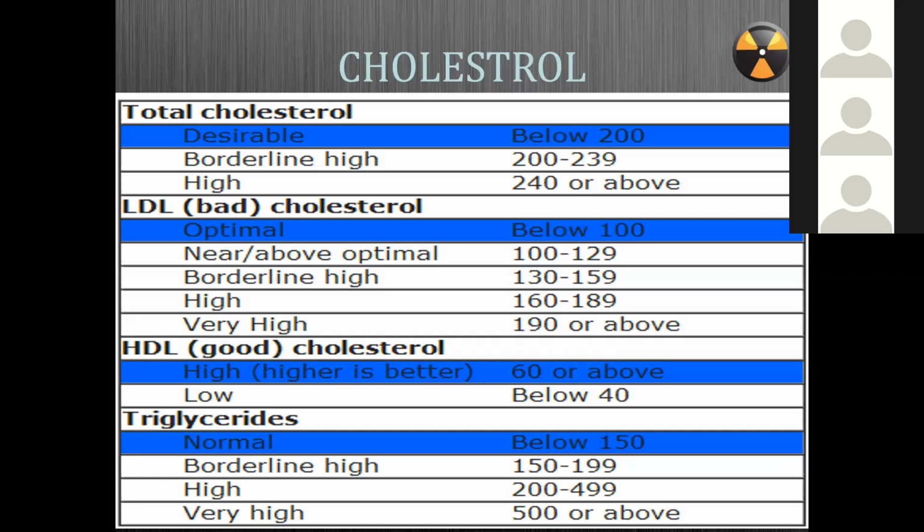Whereas triglycerides below 150 is desirable. So just remember these blue lines.